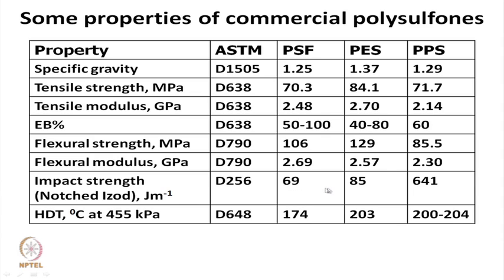Then impact strength. Here something is wrong, it will be 64.1 instead of 641, it is 64.1 not 641, and it is 85 highest impact strength for this polyether sulfone. And heat distortion temperature is almost comparable for these two, polyether sulfone and polyphenyl sulfone, and it is lowest for this polysulfone only.